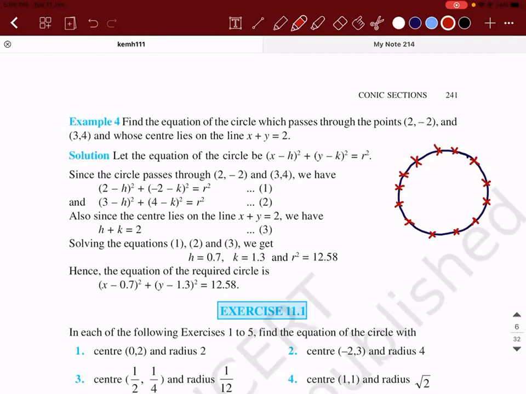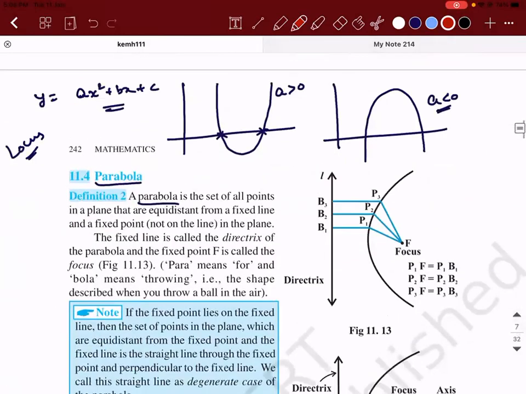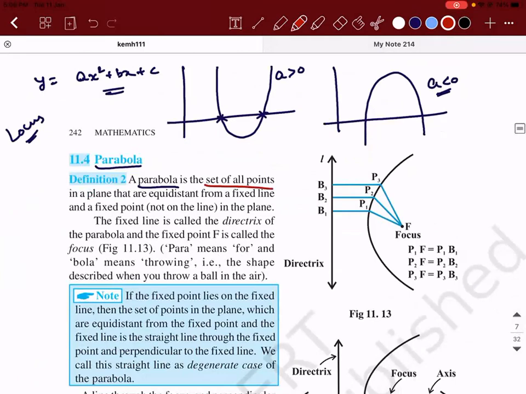So what is that fixed point called? Center. So locus is the shape obtained. Circle is a locus of all points: if you join all those moving points, you will get a shape where all the moving points follow a specific condition of being equidistant from a fixed point called the center. Similarly, parabola is also a locus, but here it is going to follow a specific condition. It is the shape that is obtained in a plane.